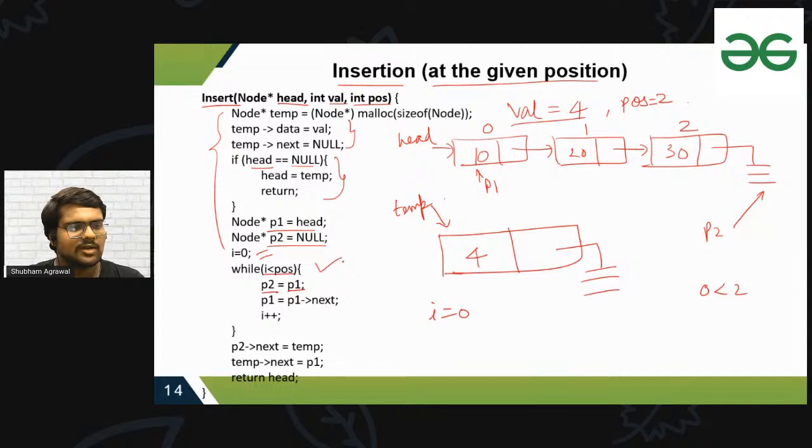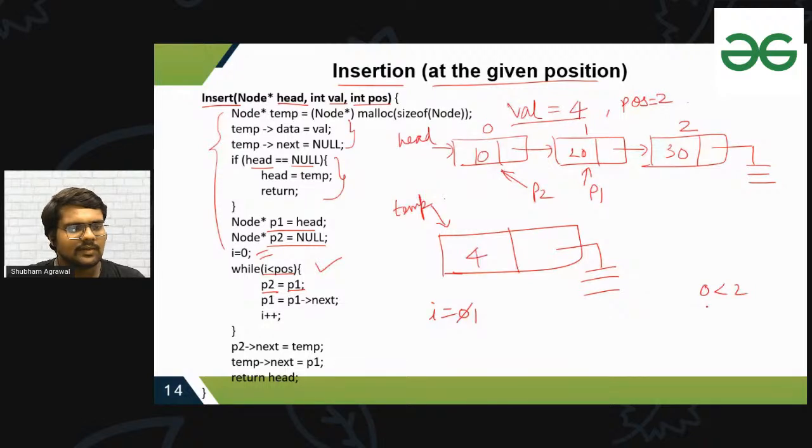So p2 will point to p1. And we will do p1 equal to p1 of next. So we move p1 by 1 position. So p1 will point to this now. Now we will do i plus plus. So i will be incremented by 1. So it will be 1. Now 1 is compared with 2.